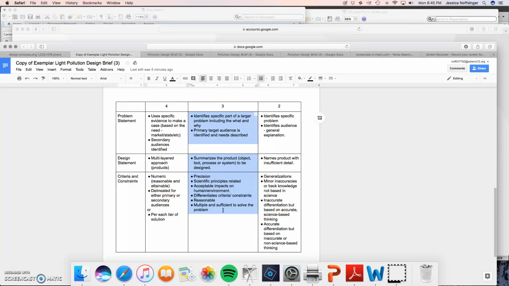They need to meet these criteria. They need to be precise. It's not enough just to say, oh, it needs to solve light pollution. Well, what about light pollution? It also needs to address science principles, and what impacts are you okay with in terms of both humans and the environment?